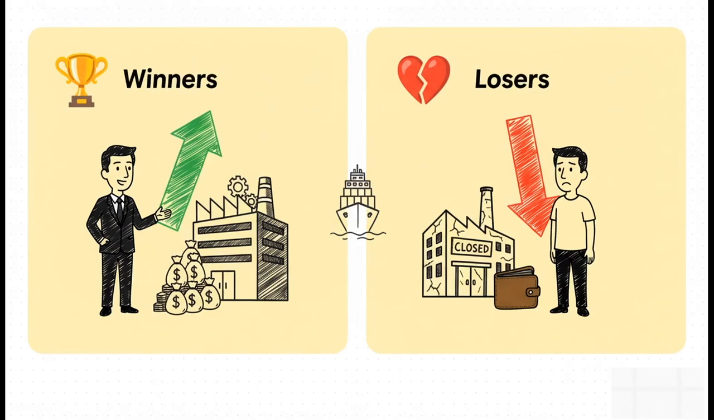So let's just break that down. In a country that has a ton of capital, like the US, the owners of that capital and the high-skilled workers who use it, their incomes go up. They're the winners. But unskilled labor, which is the more scarce resource in the US, now has to compete with labor all over the world, so their wages can get pushed down. And right there, that explains so much of the political heat around free trade.